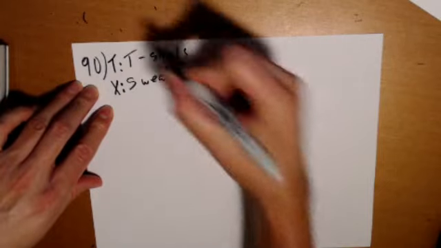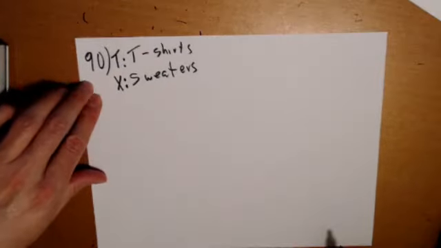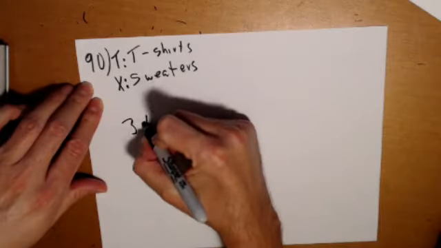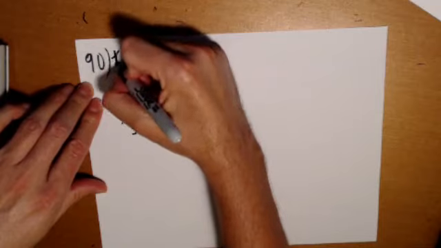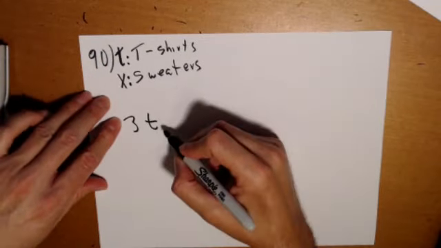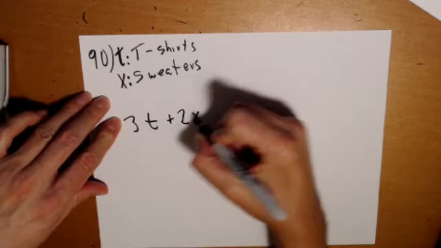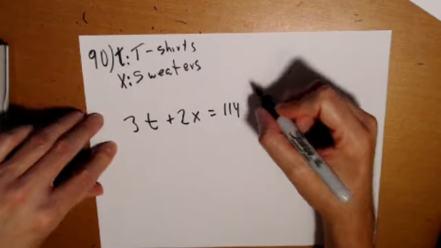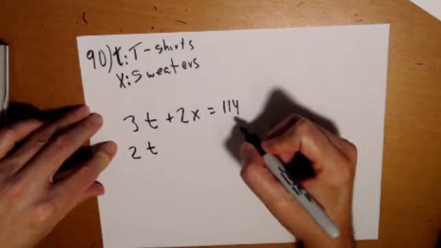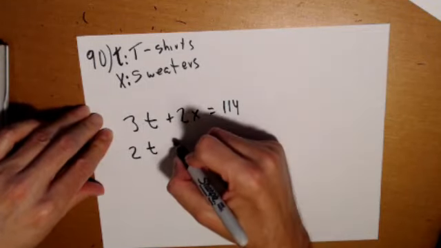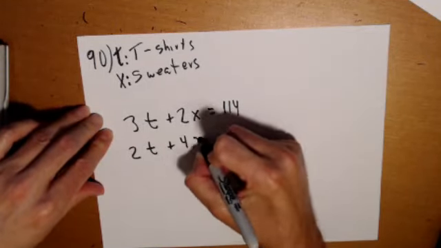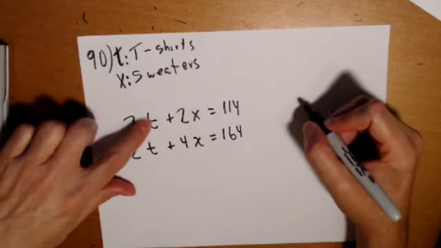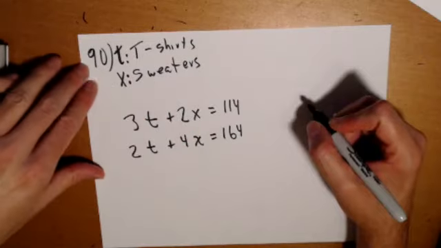T for T-shirts. Okay, so in problem number 90, you could buy 3 T-shirts. Make a nice T, lowercase t. 3 T-shirts plus 2 sweaters for 114 bucks, or 2 T-shirts and 4 sweaters, X, for 164 bucks. So how much does a T-shirt cost? How much does an X sweater cost?